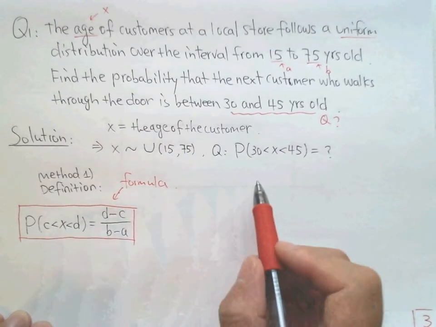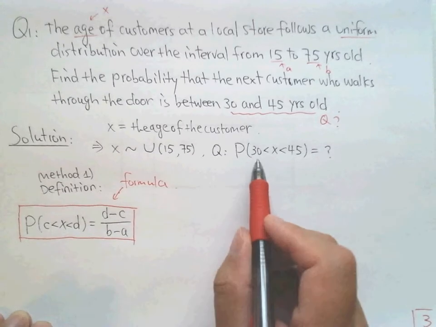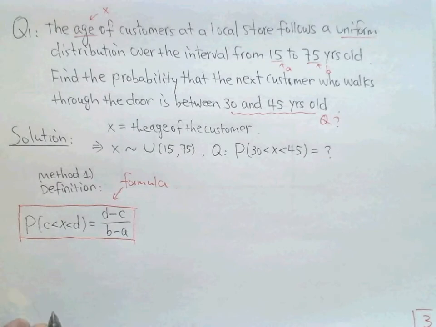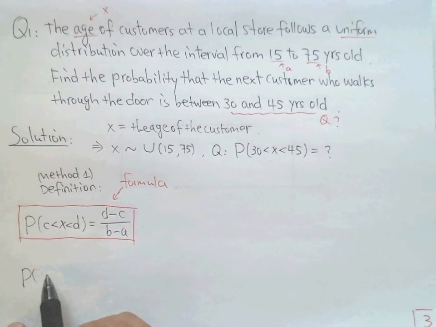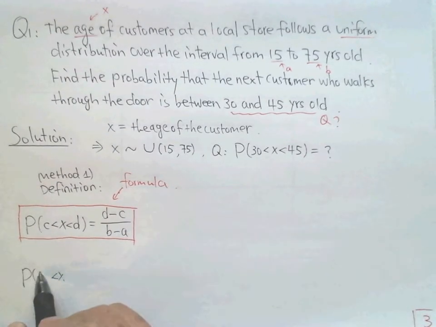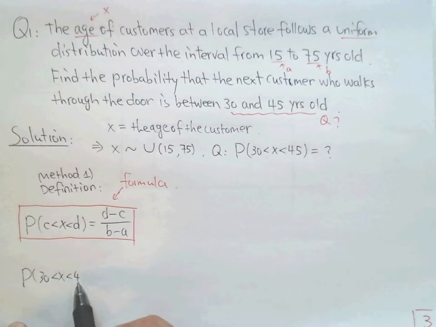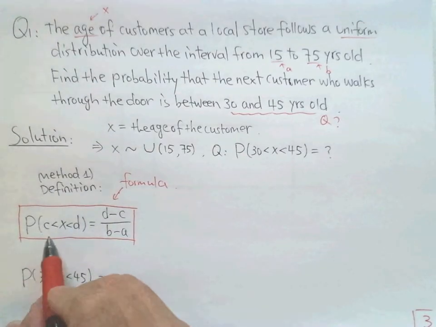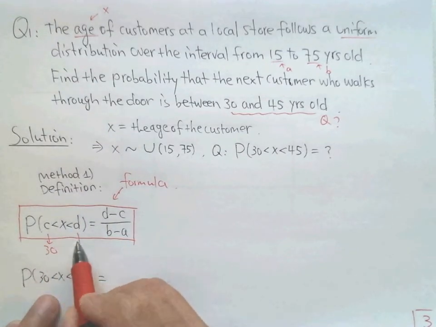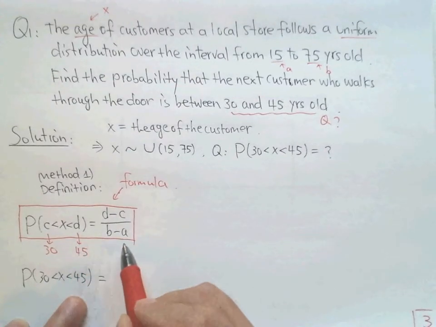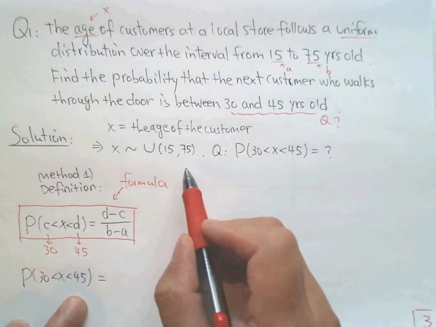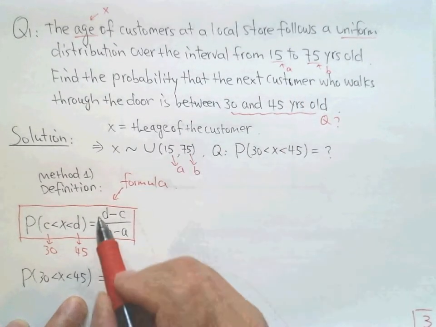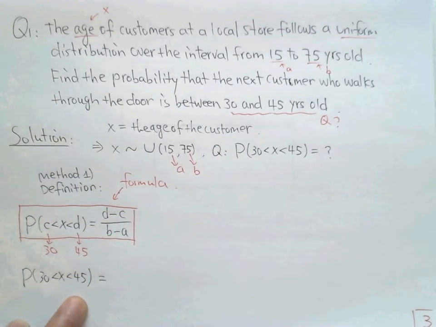I put it here. Now what we need to do is find from the question. What is C? C is exactly 30, right? Let's look at the question again. The question is X between 30 and 45. So you compare this. We know C is 30, and D is 45. And we already have B and A. This is A definitely, this is B always. So we have everything, right?